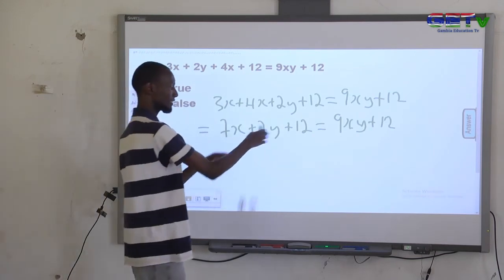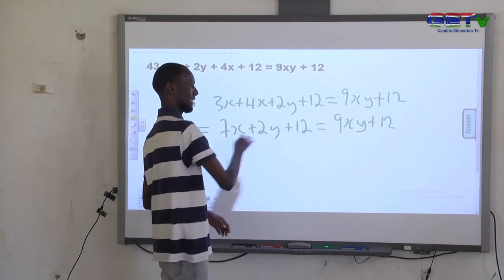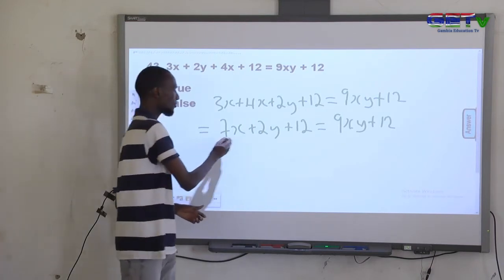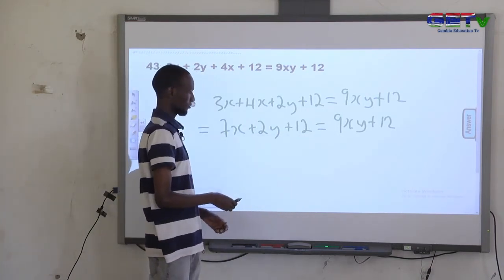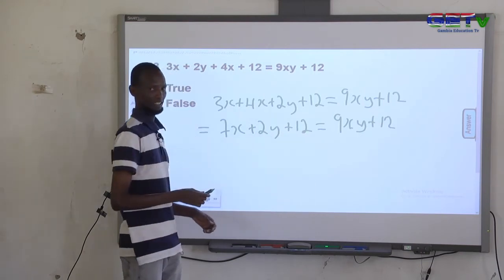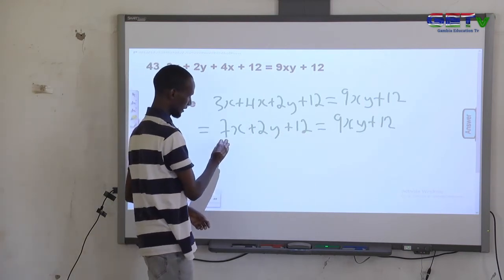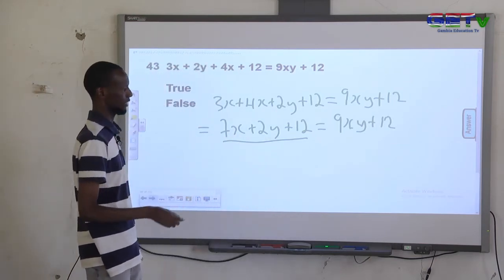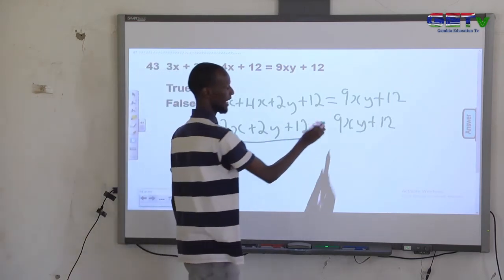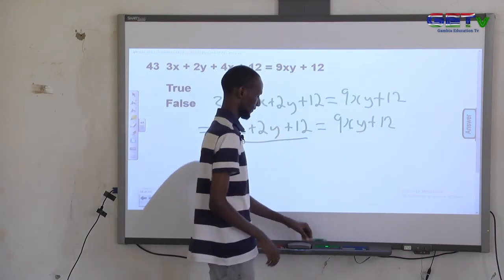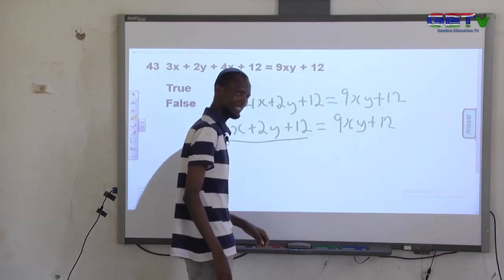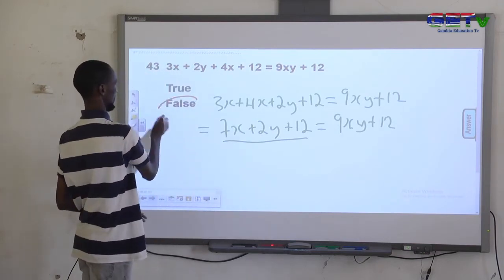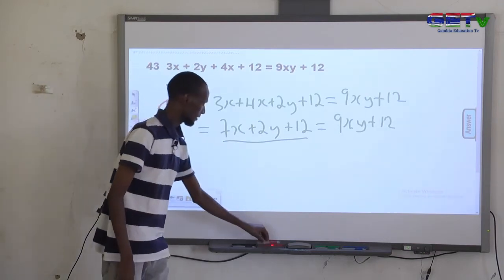Now, on the left-hand side, do we have any other like terms there? Clearly, there are no more like terms here. So there's nothing we can do about this side again. So this is as far as we can go. So is that 7x plus 2y plus 12 the same as 9xy plus 12? Obviously, they are not the same. So this, therefore, is a false statement. These are not the same.